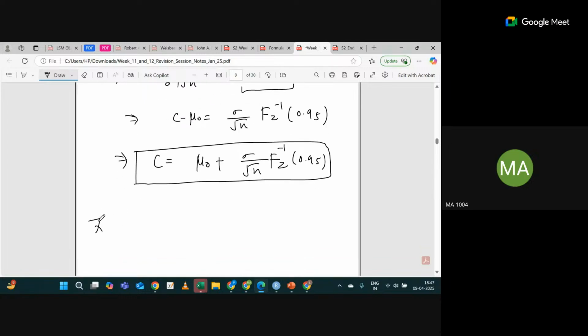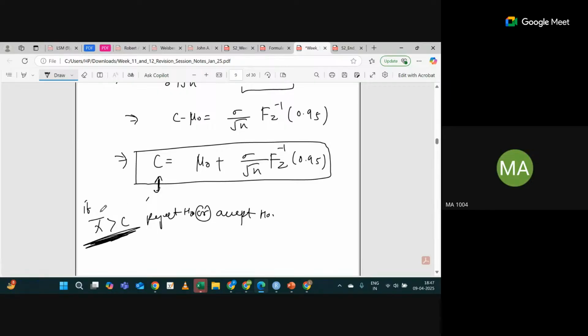At the end, you have to compare. If x bar is greater than this value c, whatever value you have calculated, then you will reject your H naught, or else you will accept the null hypothesis. Is this clear? Here T is x bar, right, sir? Correct. Yes, T is x bar.